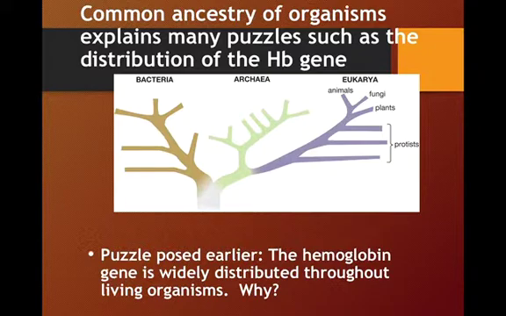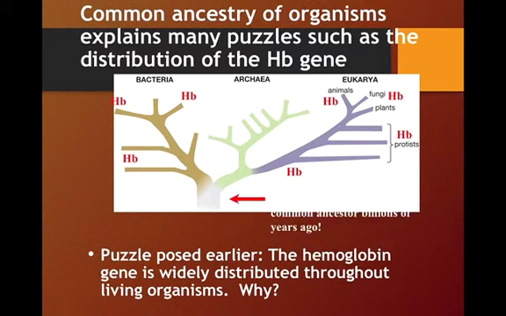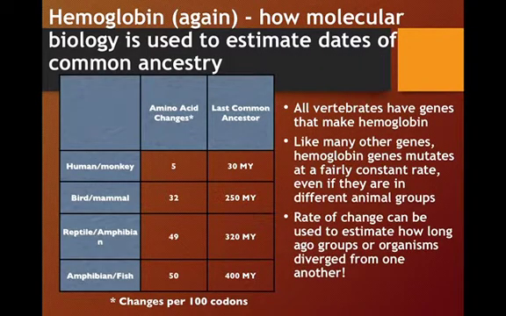Okay. This is a puzzle posed earlier. The hemoglobin gene is widely distributed throughout living organisms. It really has not changed. The fact that that happens is evidence of a common ancestor, literally billions of years ago, not even millions of years ago. All vertebrates have genes that make hemoglobin.